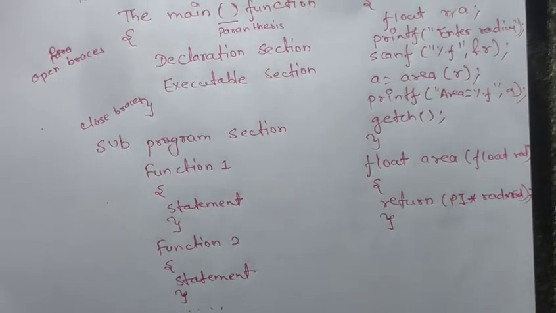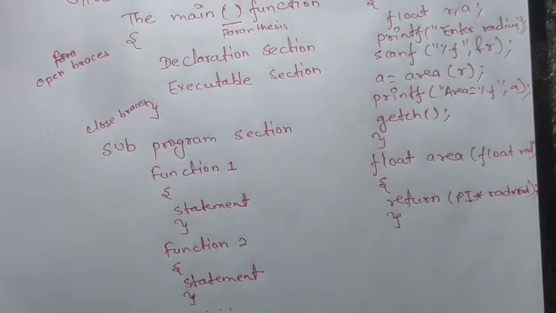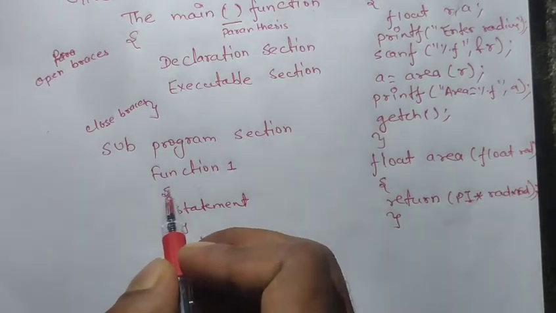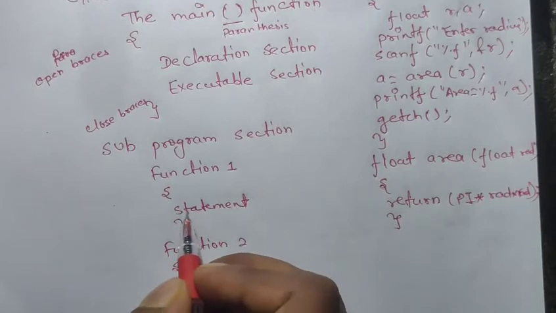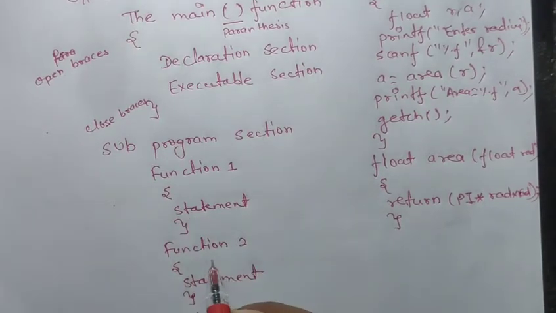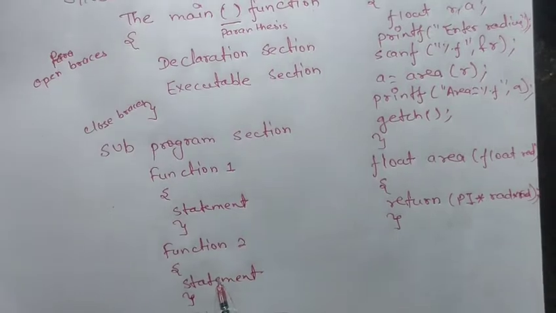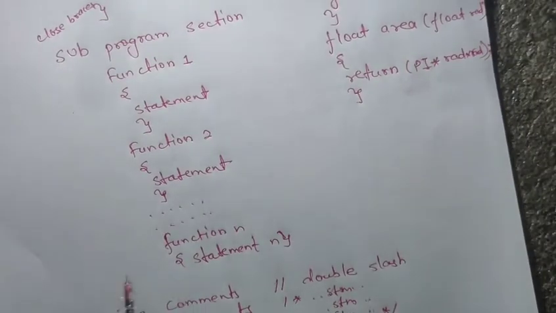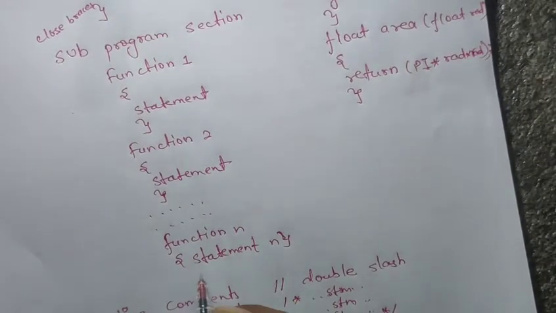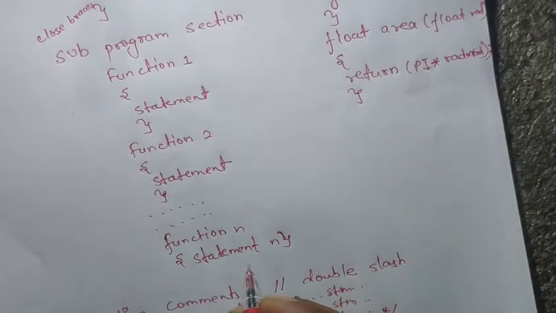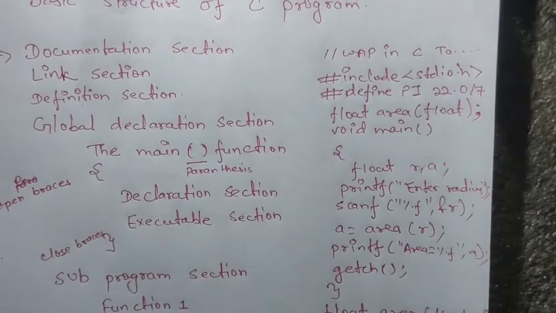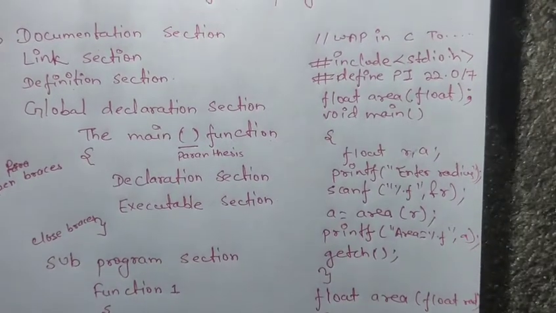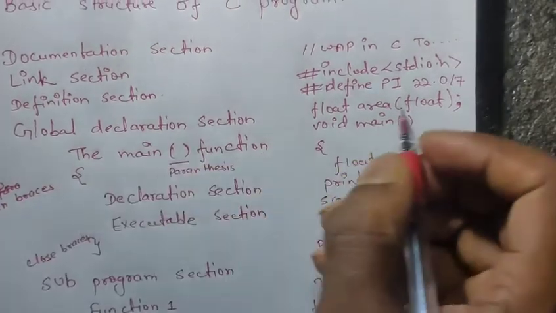So how are functions written? After the main program, at the bottom of the main program. You can see here function 1, the function name, and a block of statements written inside it. Again function 2, and again you can see here function n. The statements will be written here. In this way we complete the basic structure of the C program. I have written one example beside it. Let's see it accordingly.